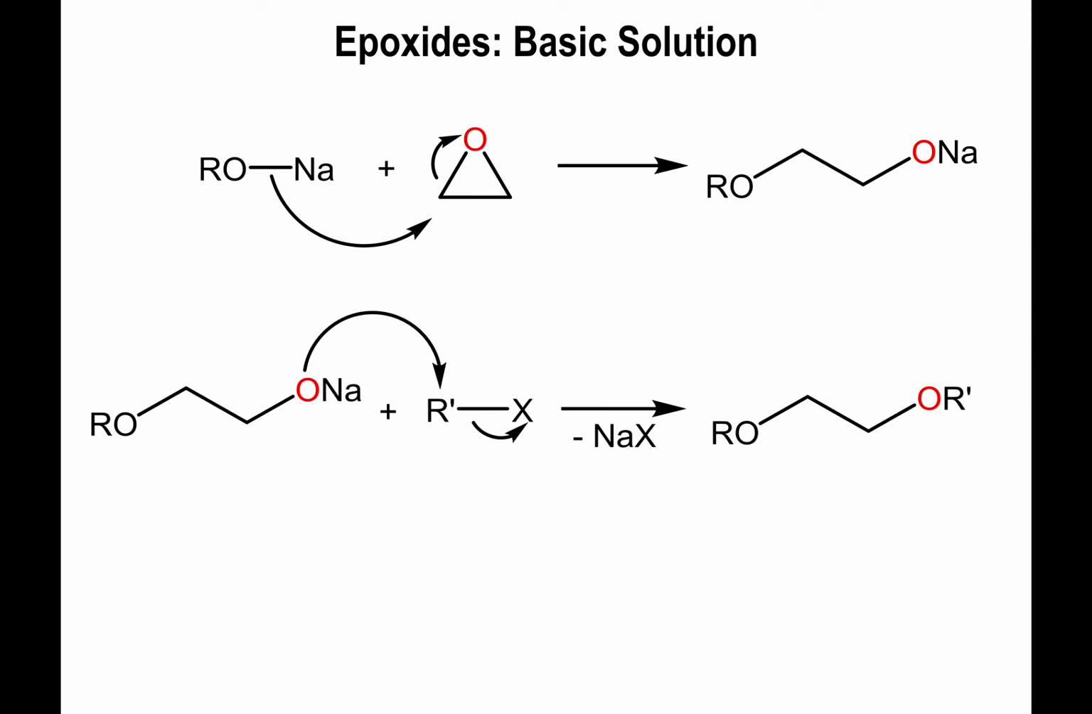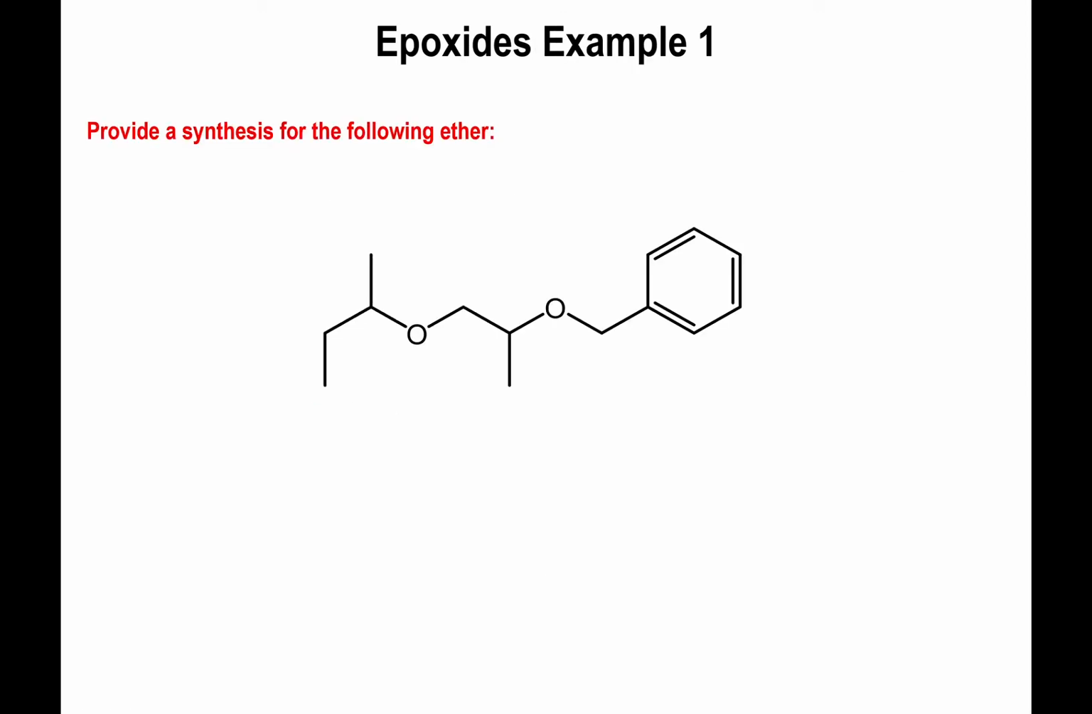catalytically speaking. But like any type of reaction that involves alkoxides interacting with alkyl halides, the alkyl halide has to be methyl or primary, otherwise you start undergoing eliminations. So that brings us to the following example.